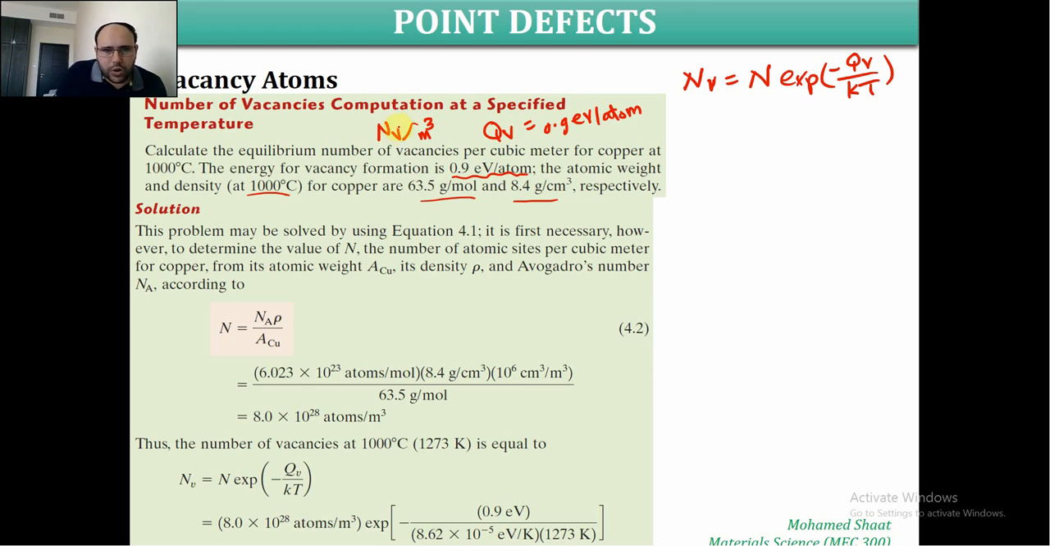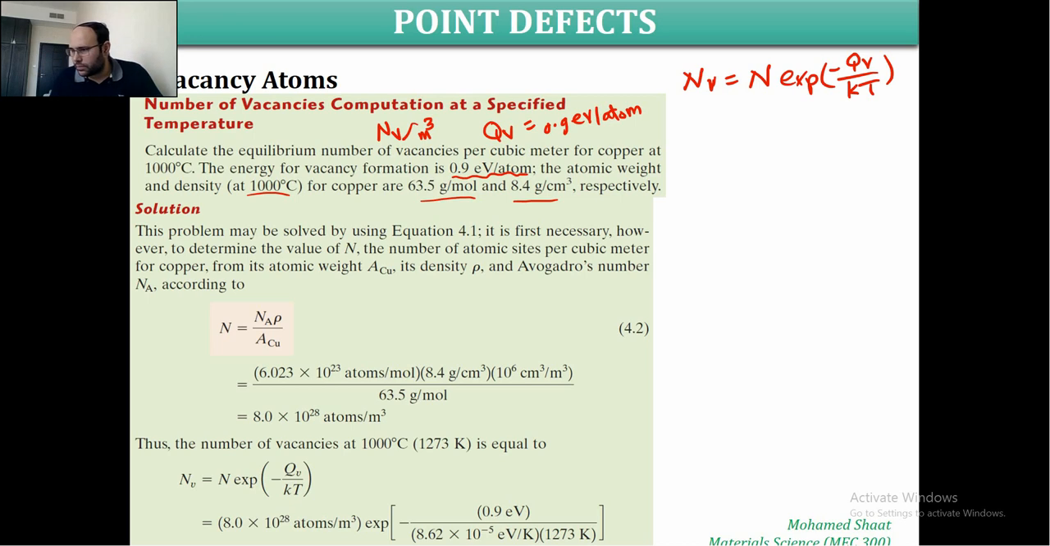So here it is required to calculate the NV per unit volume, per cubic meter. It means that we are interested in calculating, assuming you have a material and this material forms a crystal, and the volume of this crystal entirely is 1 meter cubed. So within this 1 meter cubed, how many vacant atoms? This is the NV that we are interested in calculating. So it means that we are first interested in calculating N. This N should equal the number of atoms that would exist in this 1 meter cubed of volume of this crystal.